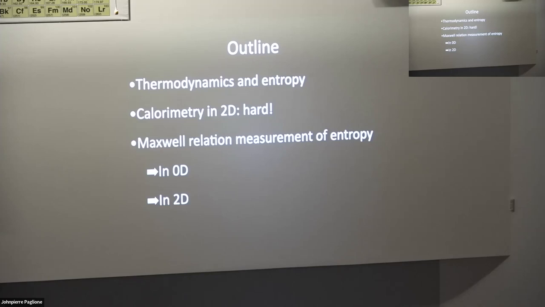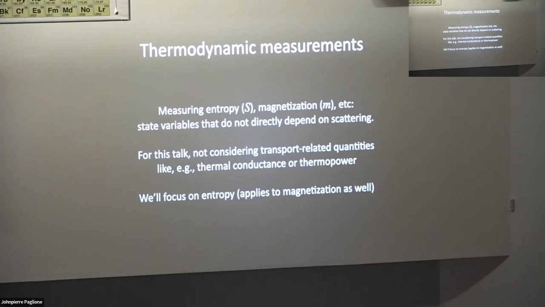So first of all, what do I mean when I talk about thermodynamic measurements? I'm sure from your thermodynamics class in undergrad or perhaps grad school, you've encountered all of these quantities. They're usually called state variables that describe a thermodynamic state of the system. Maybe some of you use them in your research all the time. If you're from a transport group like me, or from SDM, you probably don't think about all these quantities all the time. But when I talk about thermodynamic measurements, I mean measuring things like entropy or magnetization. I'm going to focus on entropy in this talk.